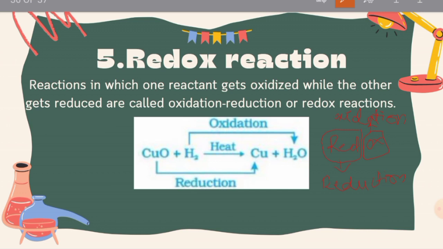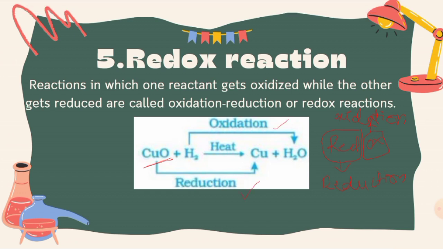The same equation is here on your screen. CuO plus H2 gives rise to Cu plus H2O. Here CuO, that is copper oxide, is losing oxygen, so it is a reduction. And H2 is obtaining that lost oxygen, so it is oxidation. You will see both reduction and oxidation in this particular reaction, so it is a redox reaction. So with this we have completed the chapter.